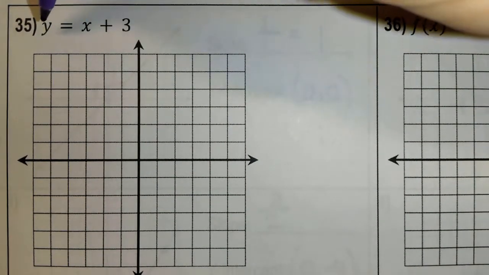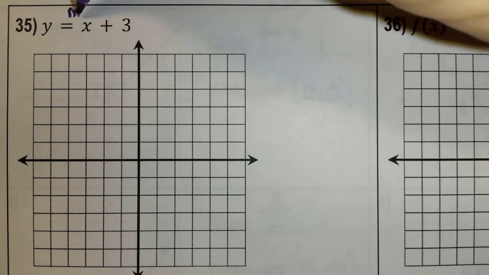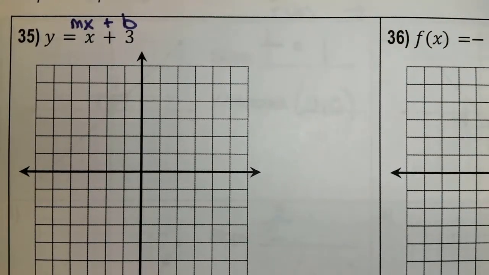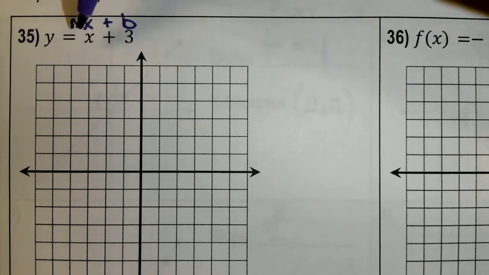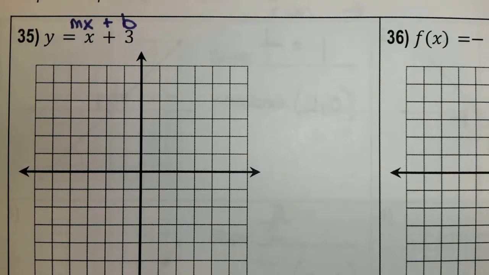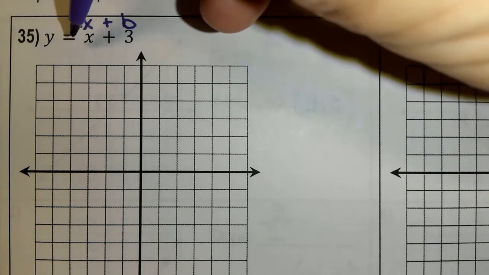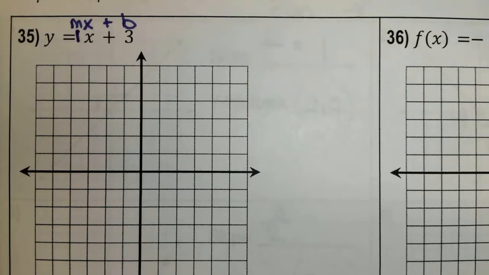So on here, I can label y equals that we have mx plus b. So I write it right above, right below. Either way is fine. And that way it kind of helps me. So here's x, here's m, here's b. So it kind of helps me know the slope and y-intercept. Okay. So now on here, we don't have a number in front of x. So if there's no number in front of x, we know the number there is actually a 1.